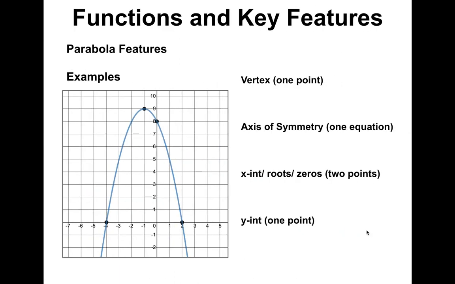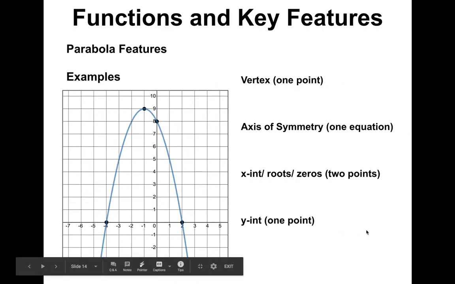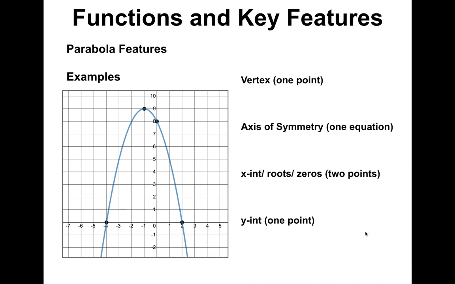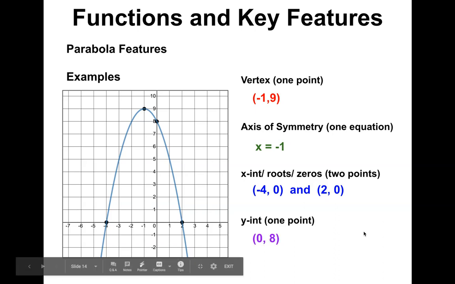Let's look at our next example. Go ahead and pause the video and try it on your own before we talk about it. For the vertex, we should find 1 point at -1, 9. The axis of symmetry is an equation, x equals -1. The x-intercepts are 2 points. We have -4, 0, and 2, 0. And then finally, our y-intercept is 1 point at 0, 8.